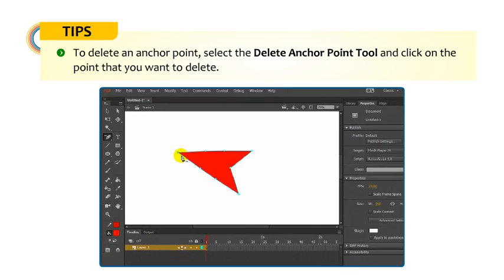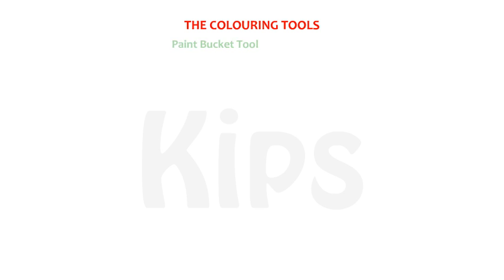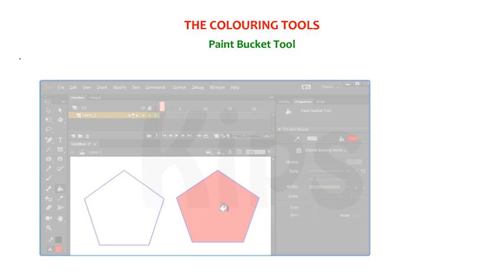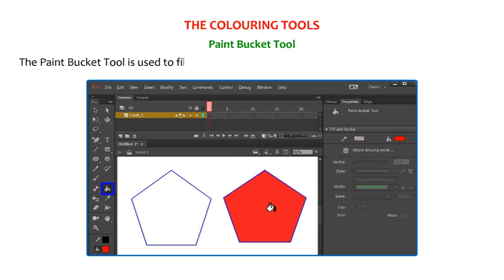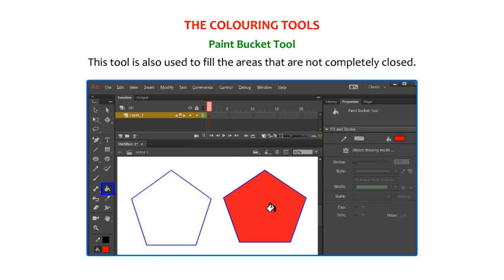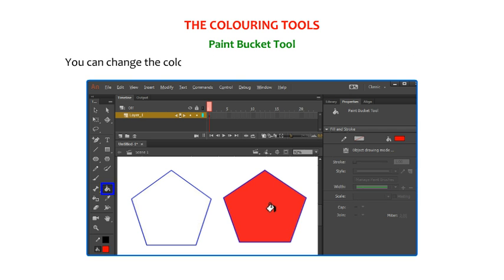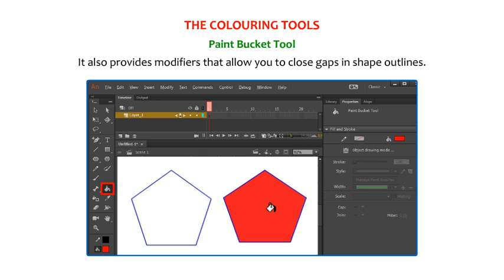The coloring tools. Paint Bucket tool. The Paint Bucket tool is used to fill the enclosed areas of an object with colors in a single click. This tool is also used to fill the areas that are not completely closed. You can change the color of already painted areas with the help of this tool. It also provides modifiers that allow you to close gaps in shape outlines.